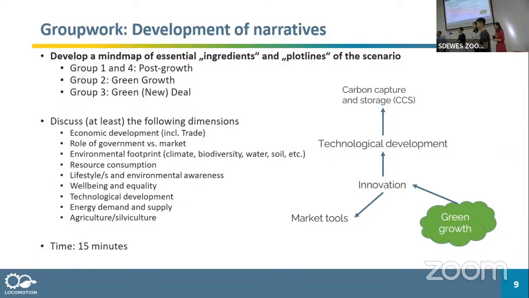You try to do the post-growth scenario in the model? Yeah, we will. And how is it going so far?